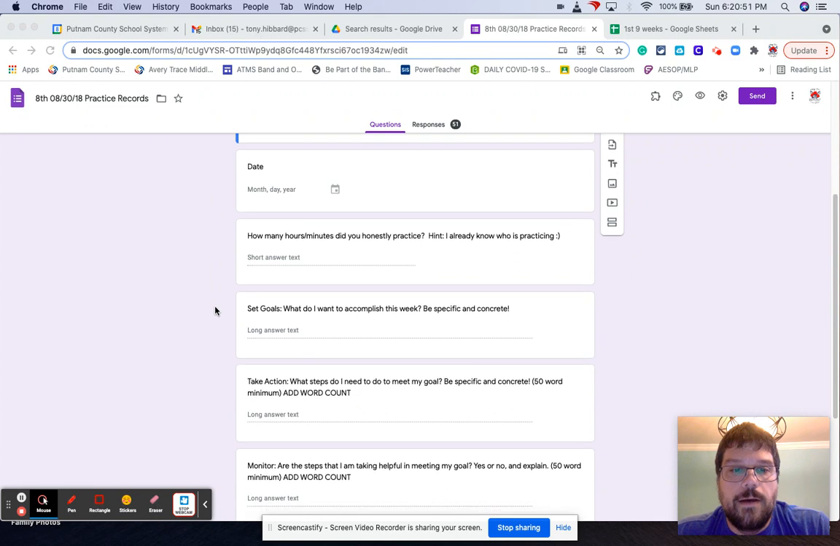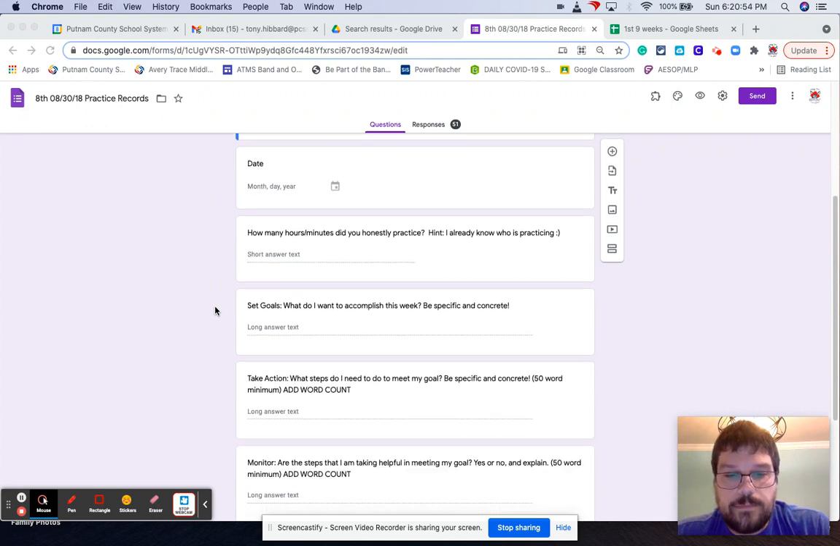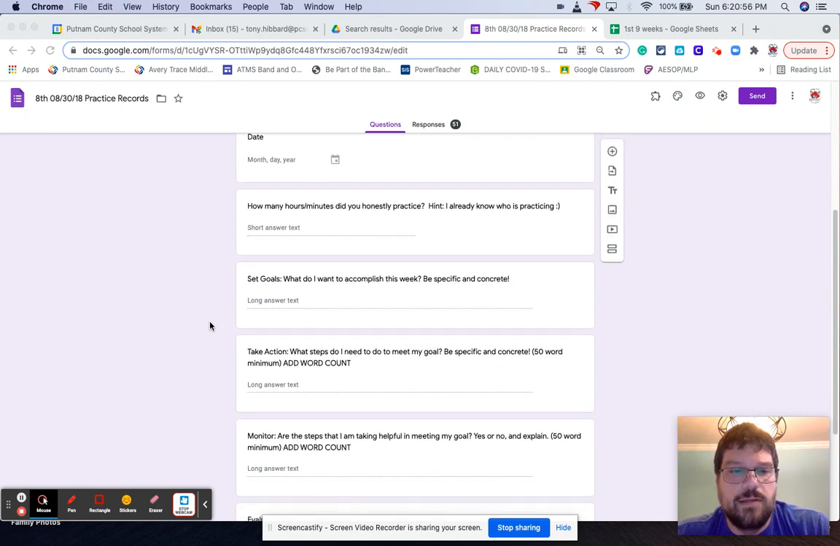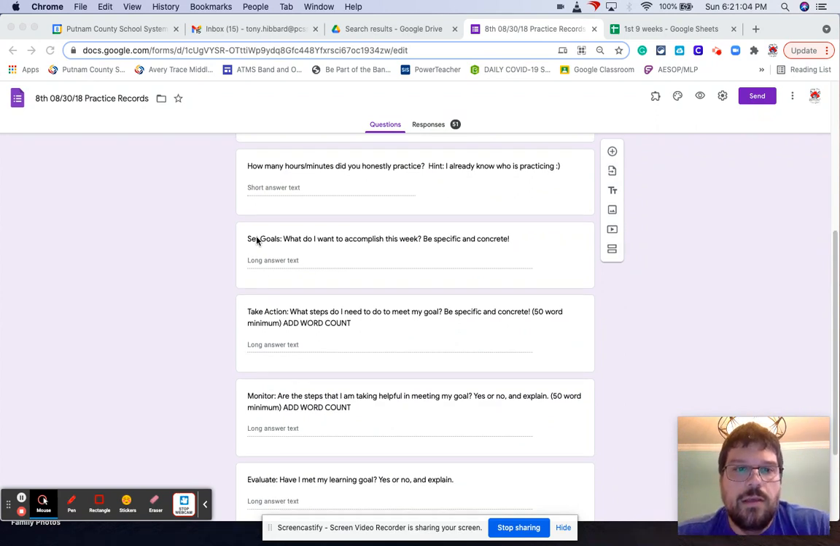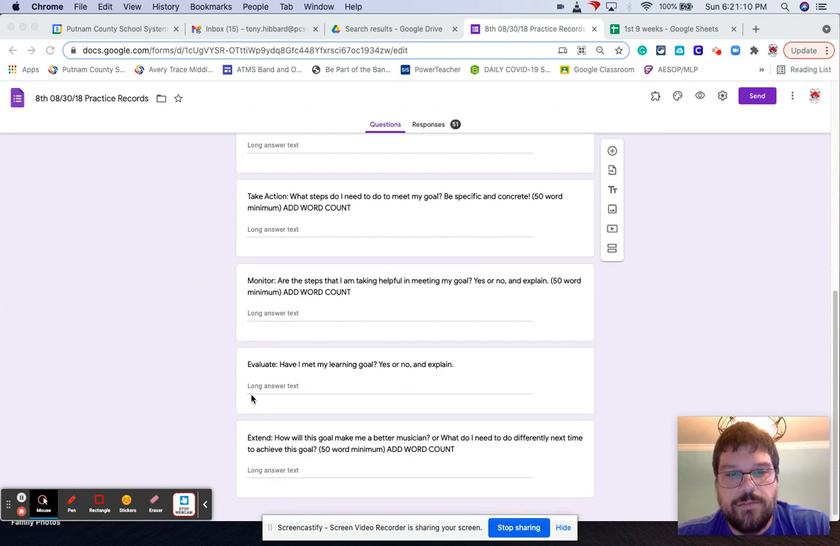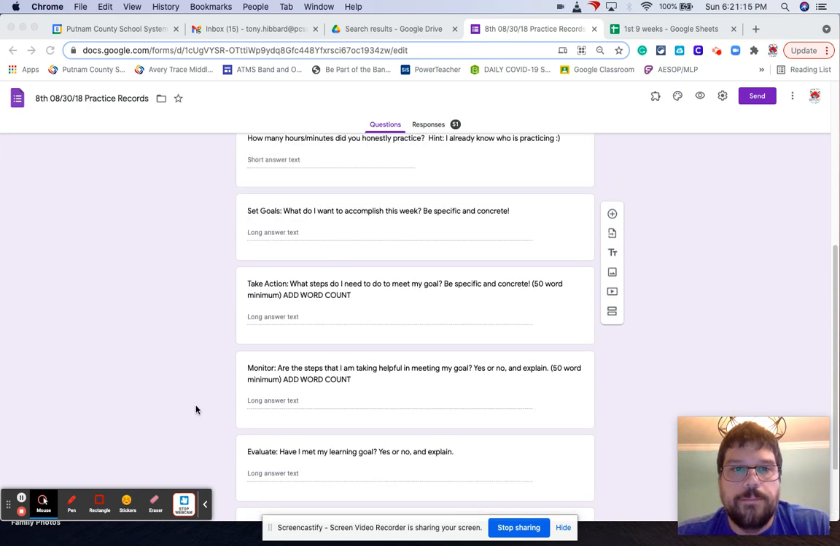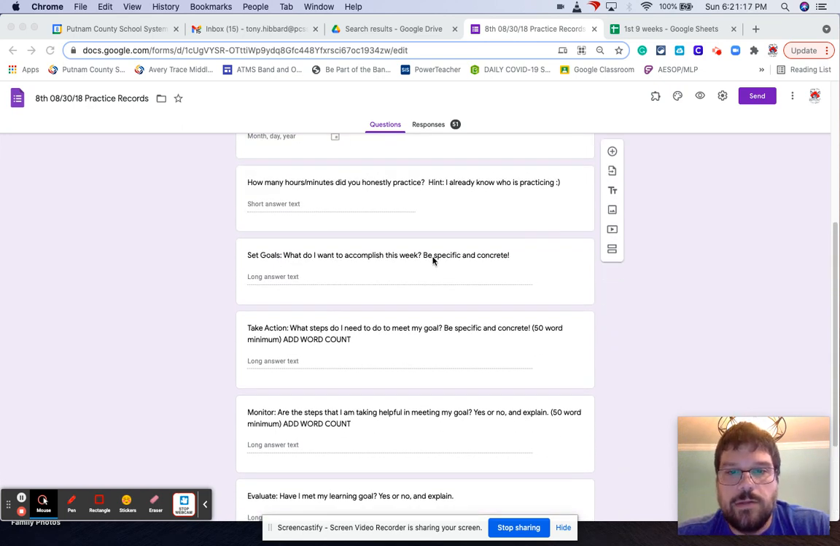The way this was set up, I created what's called the game plan, which is pretty much the same thing as a SMART goal. I just had to use it for my assignment for grad school. So set goals, that's the G, then action, A, monitor, M, and then we have 2 sets of E. So it's game, E, plan. But the first one: what do I want to accomplish this week? Be specific and concrete. So again, this had to be a measurable goal.